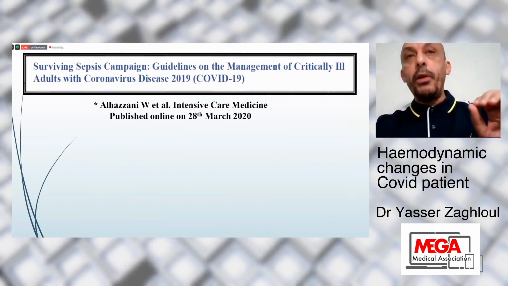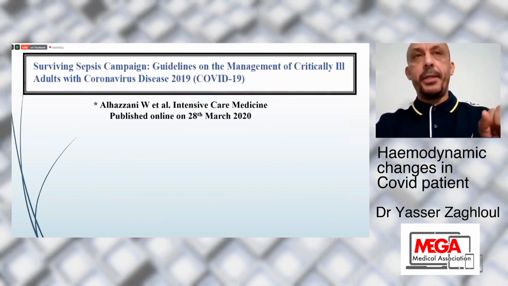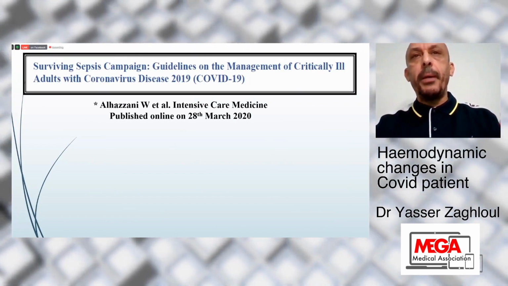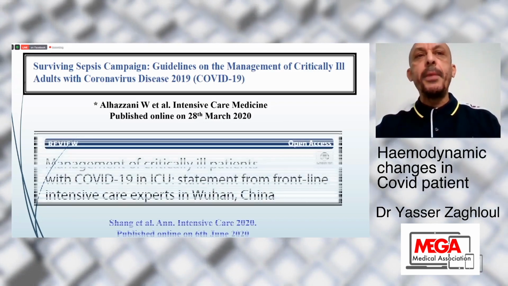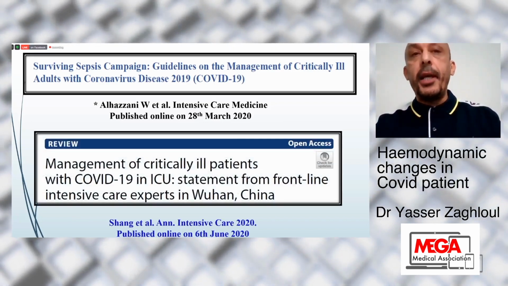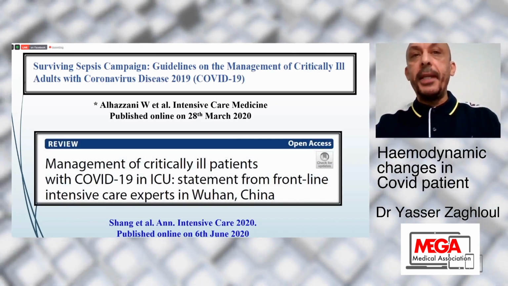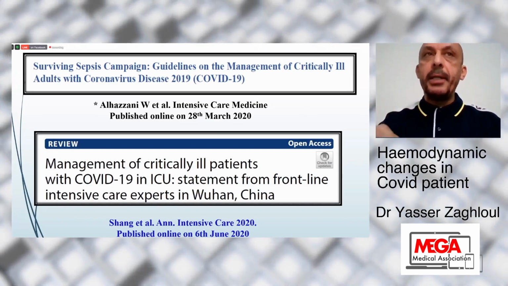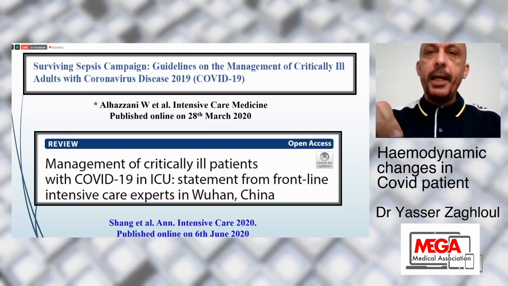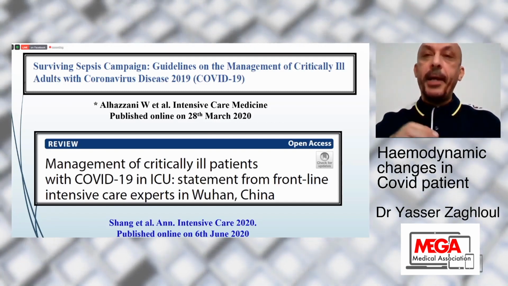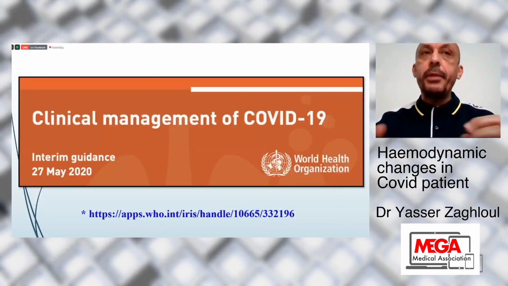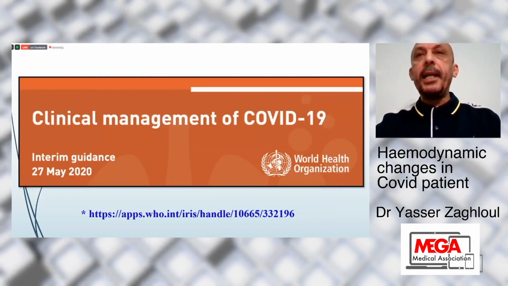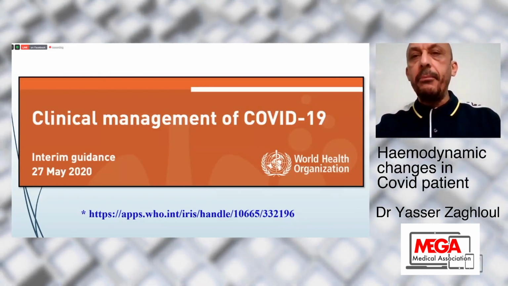In my lecture, I will focus on three sources. The first one is from the Surviving Sepsis Campaign, published in March 2020. And the second one is from China about the management of critically ill COVID patients, and this is written more simply than the Surviving Sepsis Campaign guidelines, and actually it is more practical. And the third source is from the WHO, published on 27 May, clinical management of COVID-19 patients.